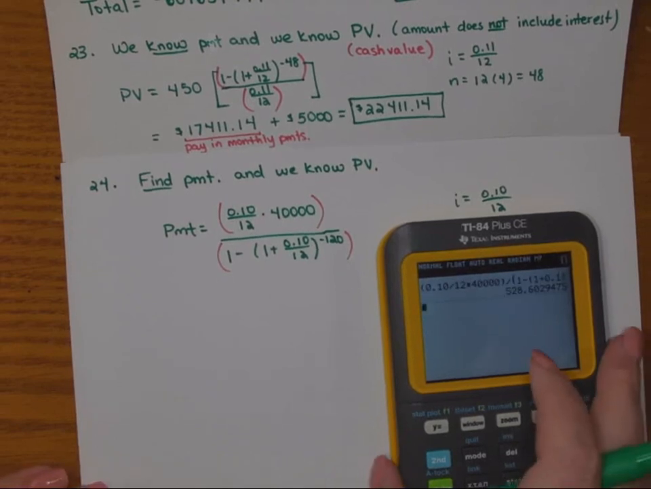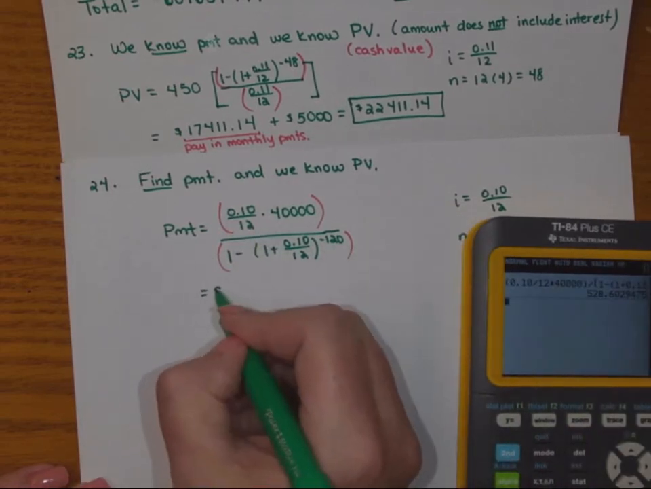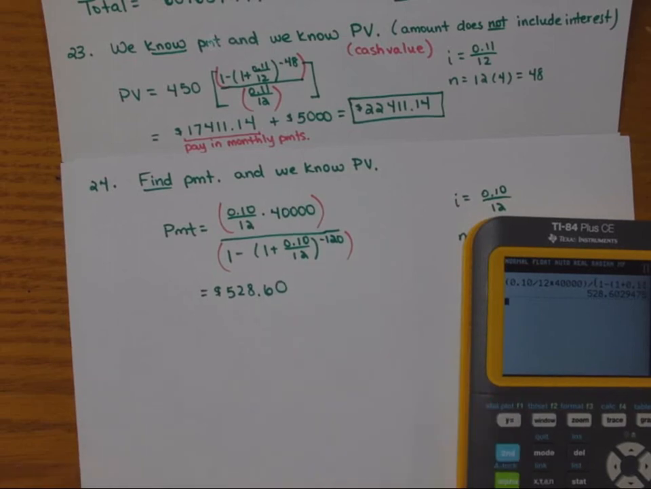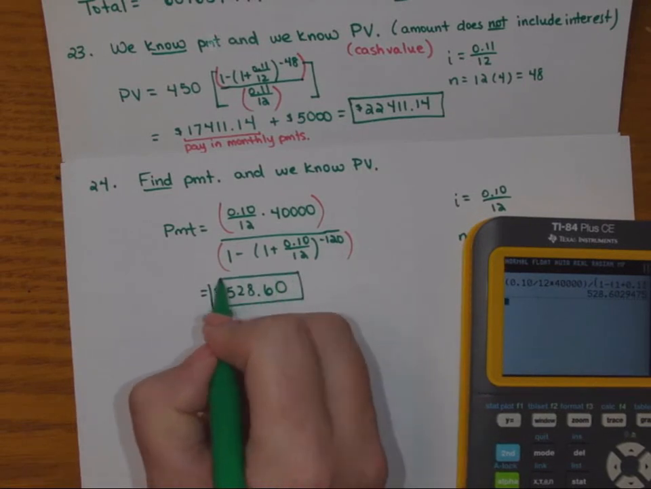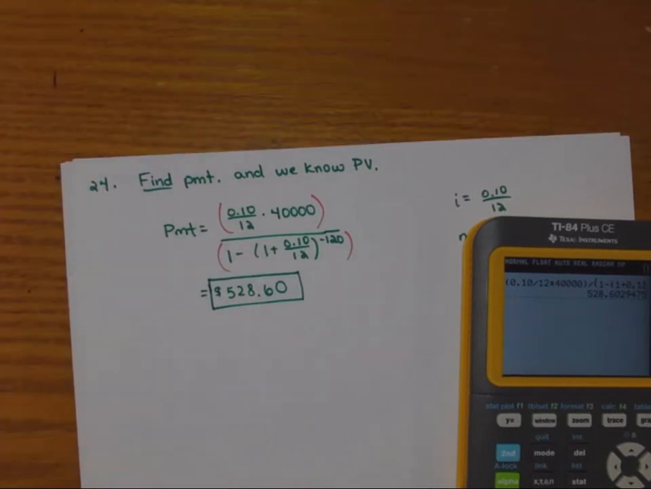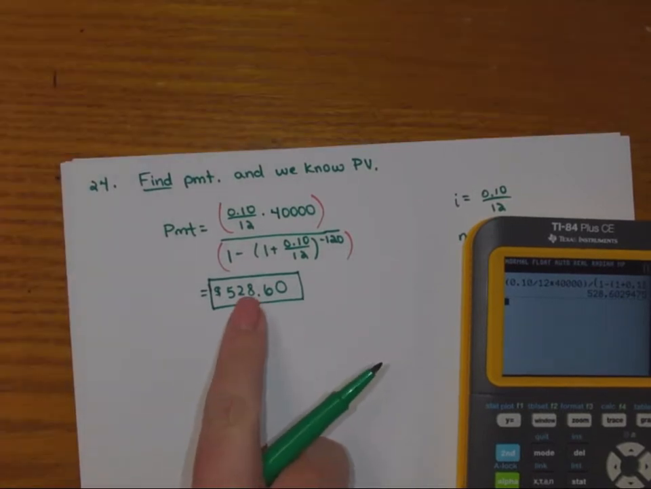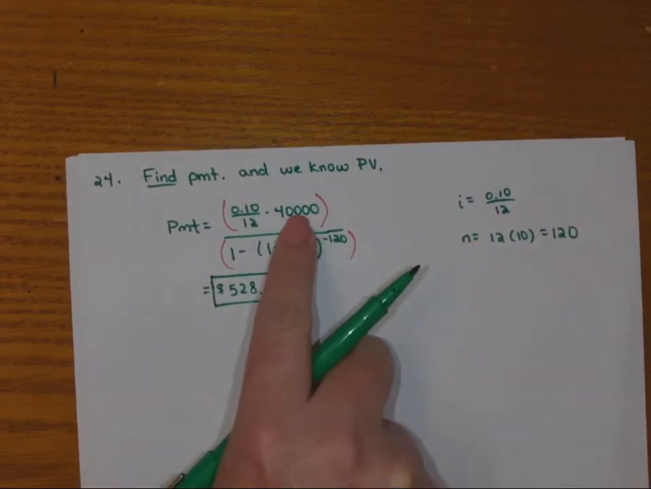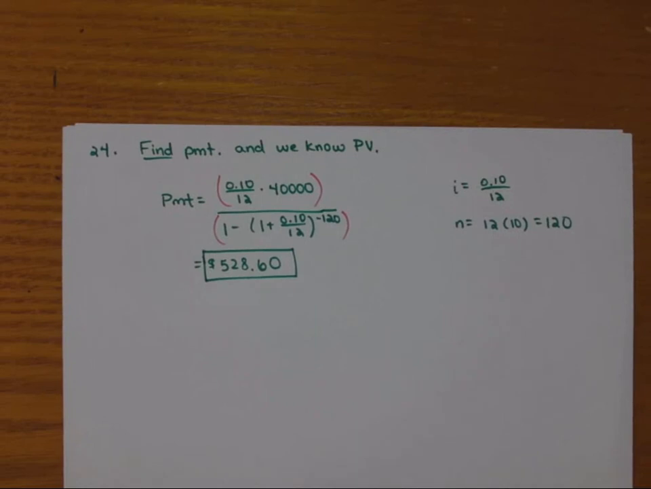Okay, so you end up getting, make sure the payment makes sense to you. You shouldn't be getting a payment that seems crazy or unreasonable, right? So in order to pay off a loan of 40 grand in 10 years, you would have to pay $528.60 per month. Okay, notice if I asked you how much interest you would eventually pay, you would find the difference between this payment times 120 and 40,000.